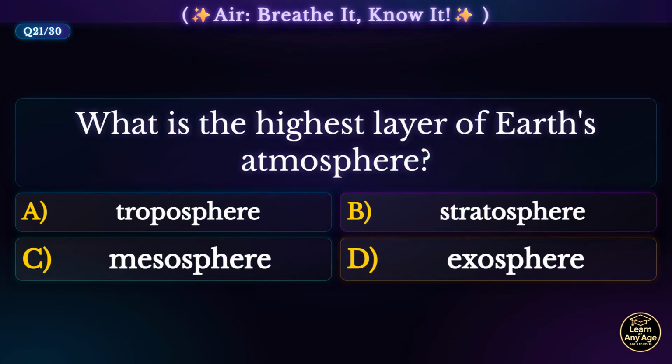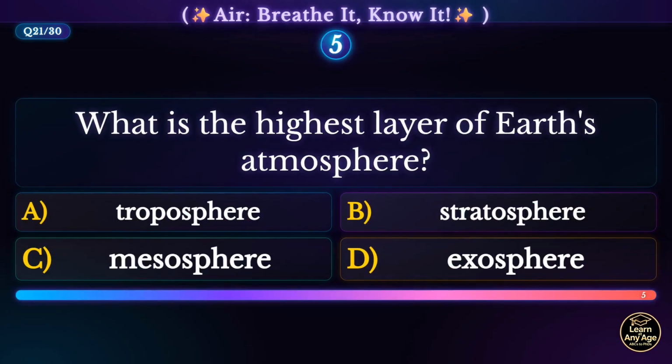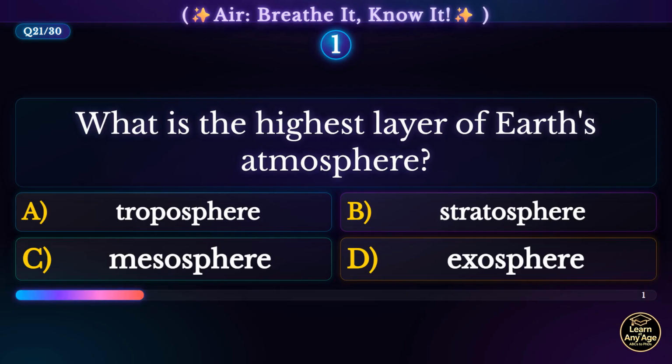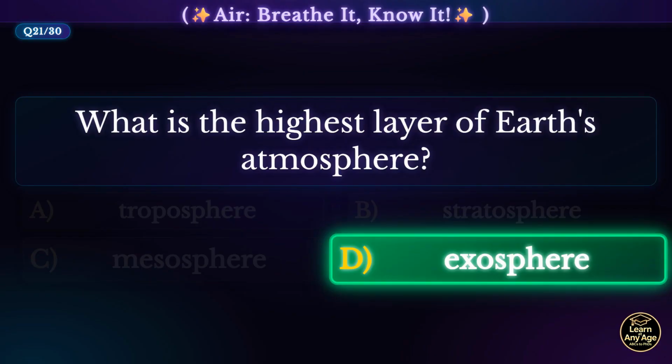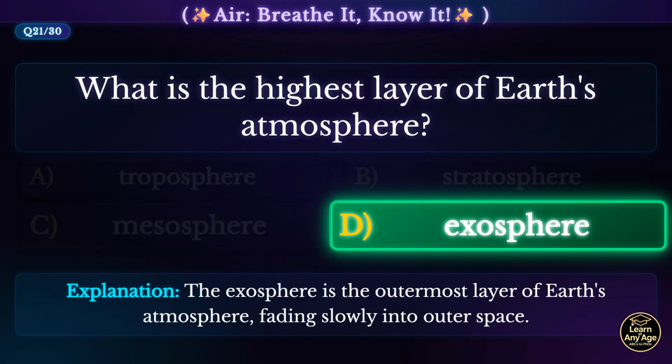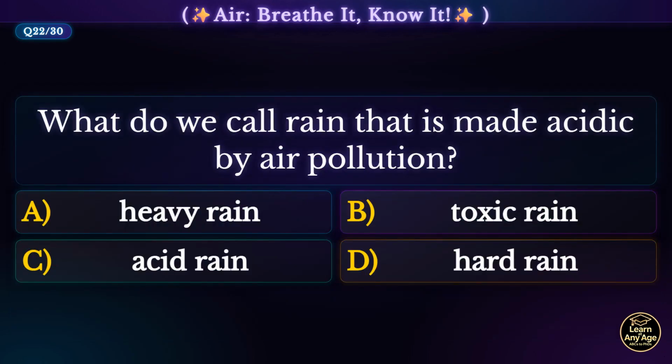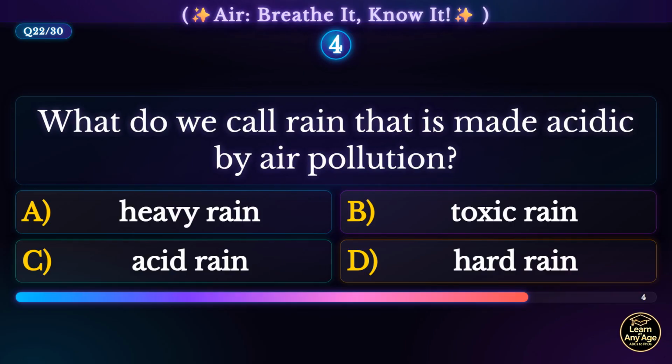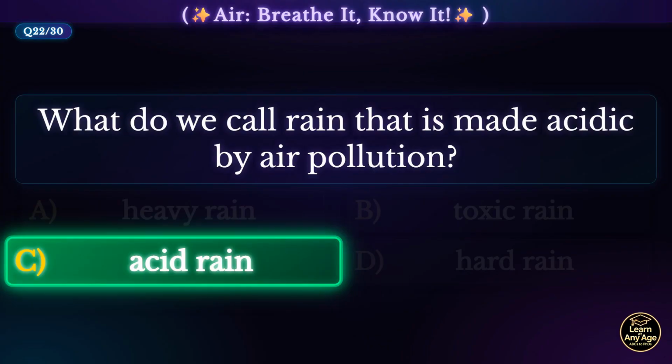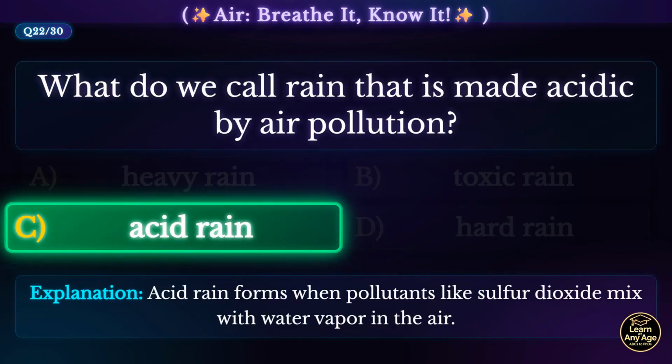What is the highest layer of Earth's atmosphere? Exosphere. The exosphere is the outermost layer of Earth's atmosphere, fading slowly into outer space. What do we call rain that is made acidic by air pollution? Acid rain. Acid rain forms when pollutants like sulfur dioxide mix with water vapor in the air.